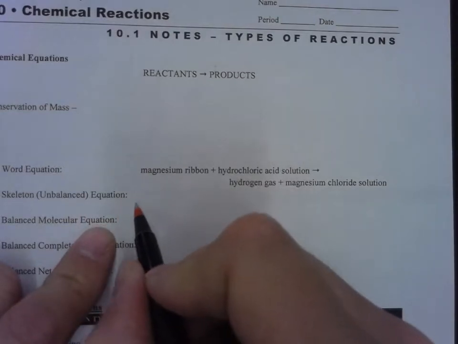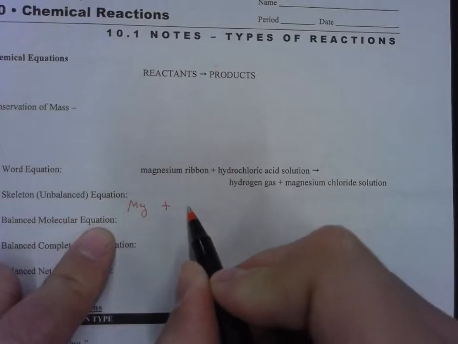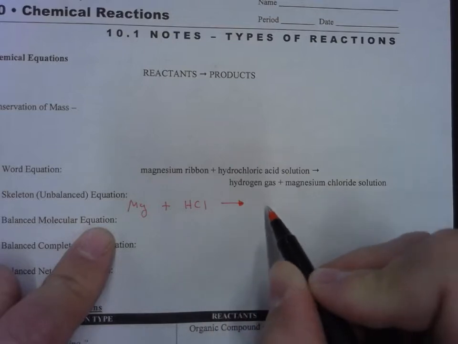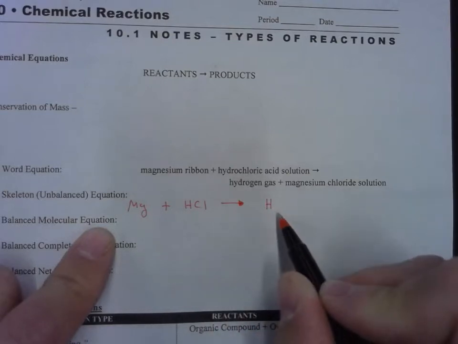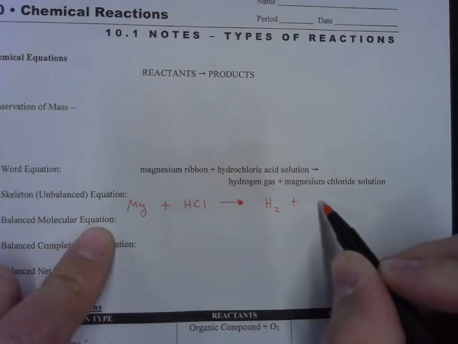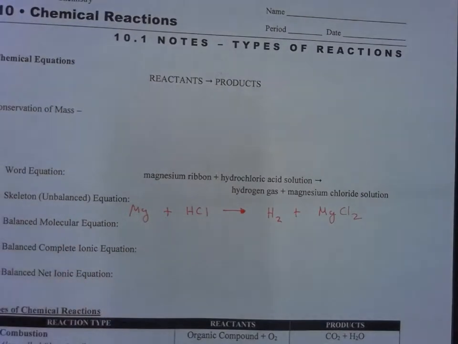Magnesium ribbon would be Mg plus HCl yields hydrogen gas. Remember, hydrogen is diatomic, right? It bonds to itself, plus magnesium chloride, MgCl2. How did I know all of that?